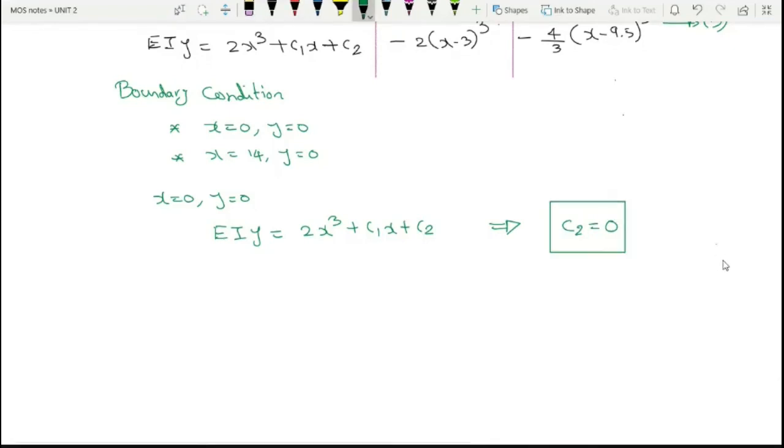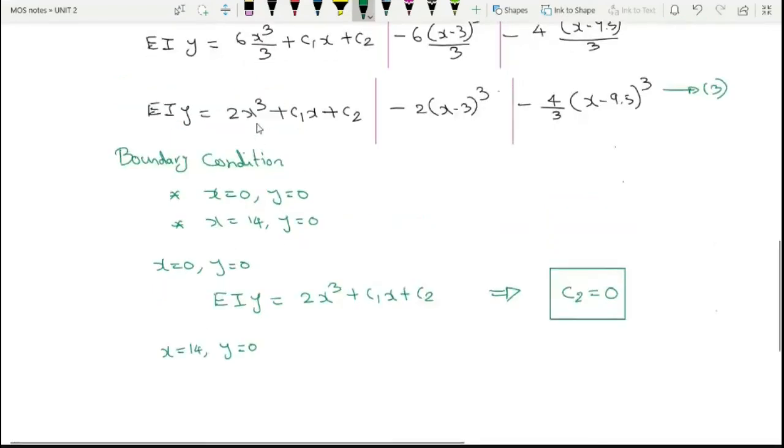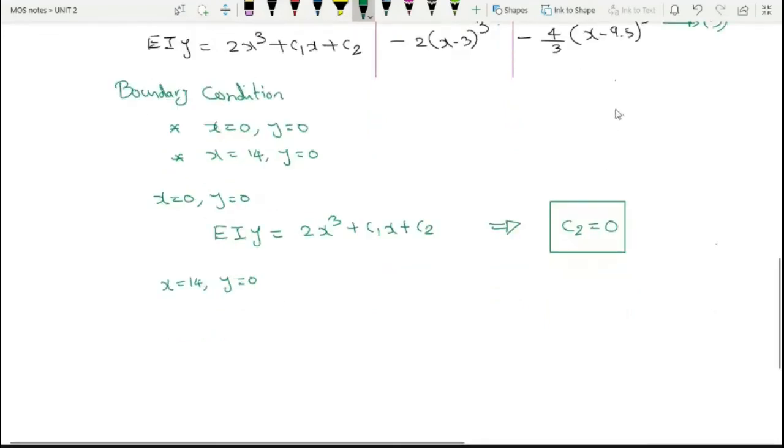Next, second boundary condition. When x is equal to 14, y is equal to 0. What is my equation? When I substitute x is equal to 14 here, we are getting a positive value. 14 minus 3, again a positive value. 14 minus 9.5, that is also a positive value. So what will be my equation? I have the entire equation.